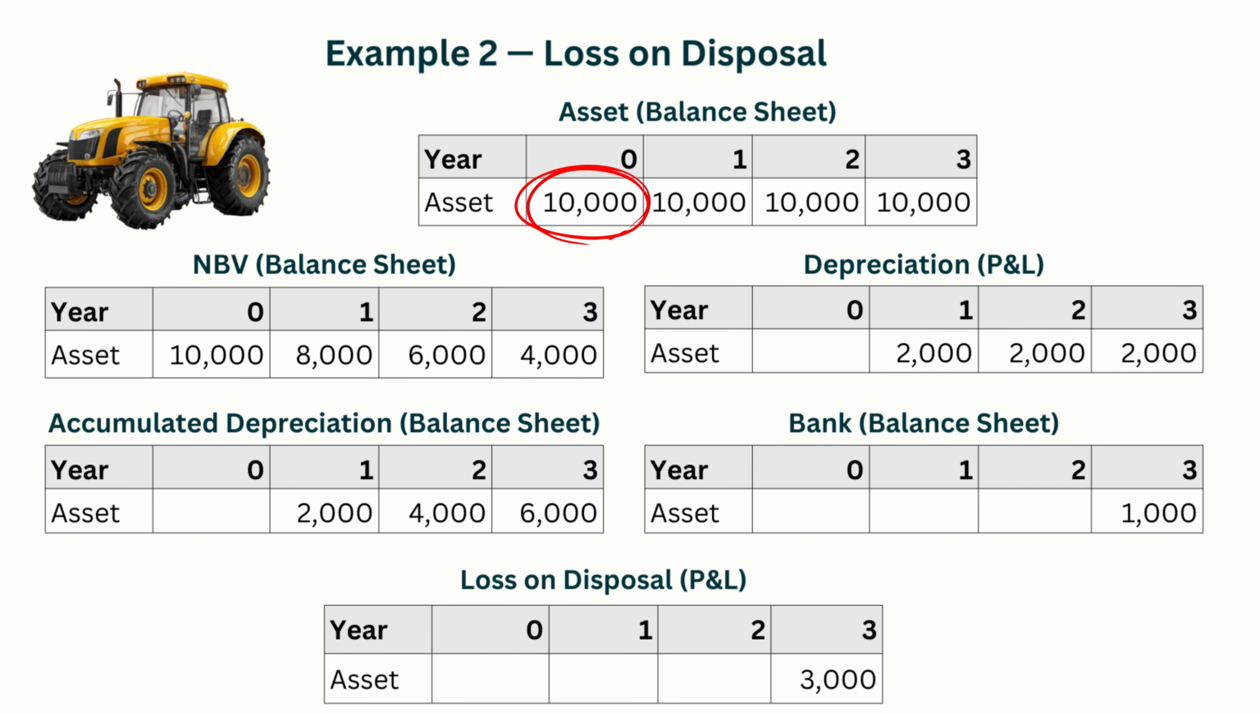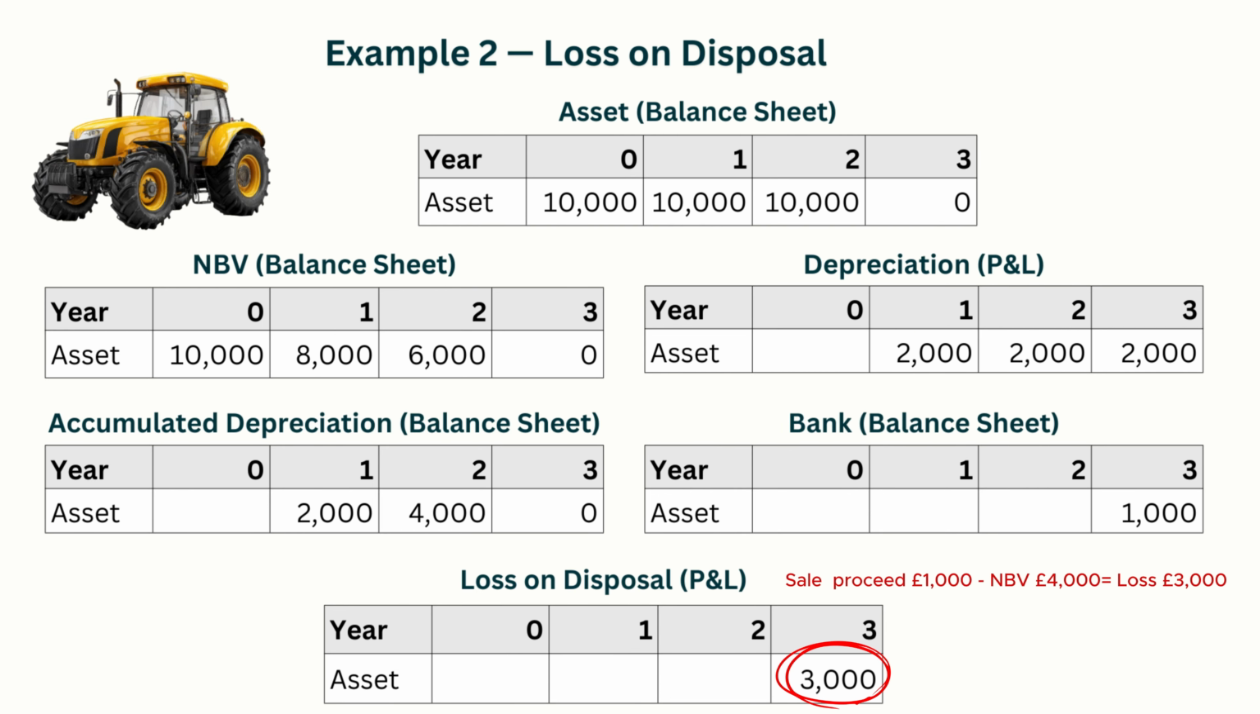Next, we look at the asset, net book value, and accumulated depreciation tables. Notice that the asset remains at cost until it is sold. Accumulated depreciation builds up each year. Once the asset is disposed of, both the asset and accumulated depreciation are removed, so the net book value becomes zero. The £3,000 loss appears in the profit and loss account in the year of disposal.